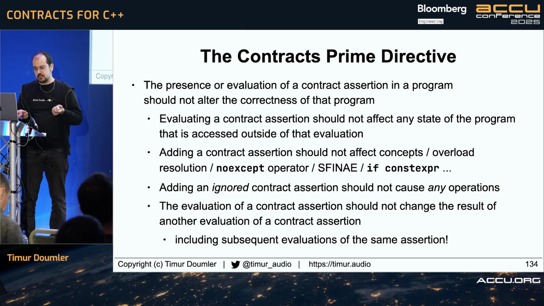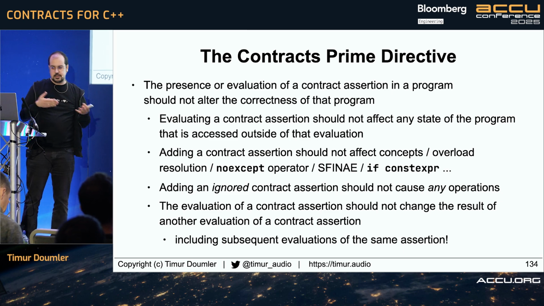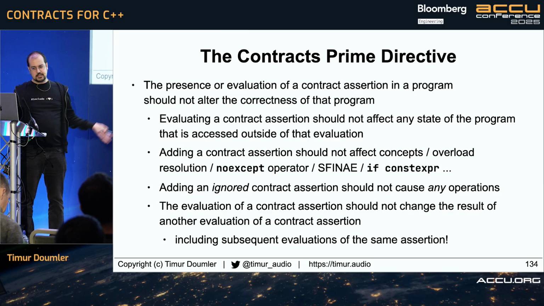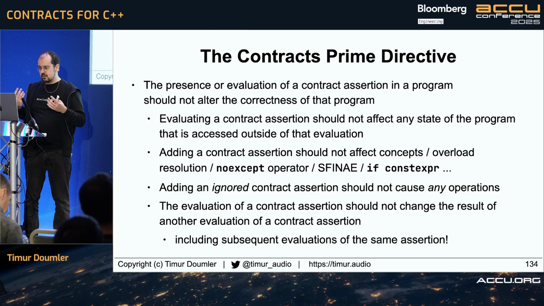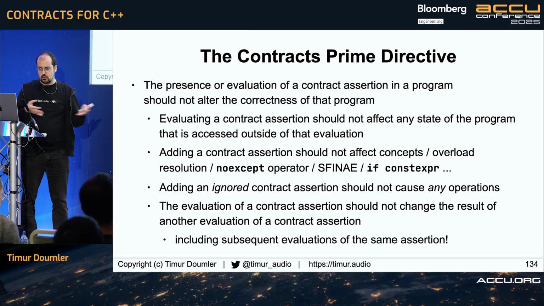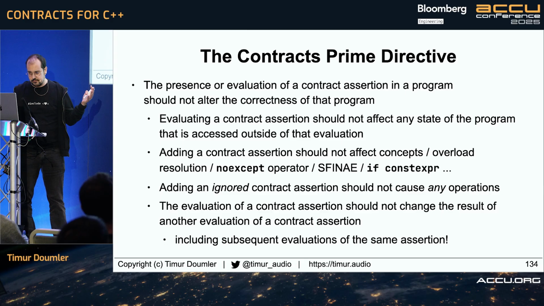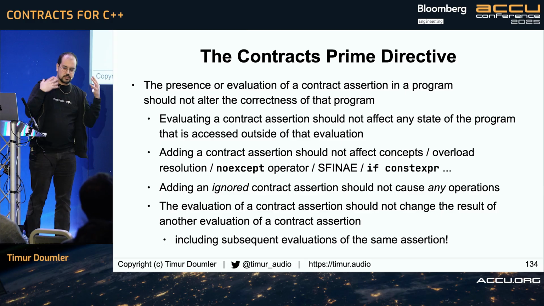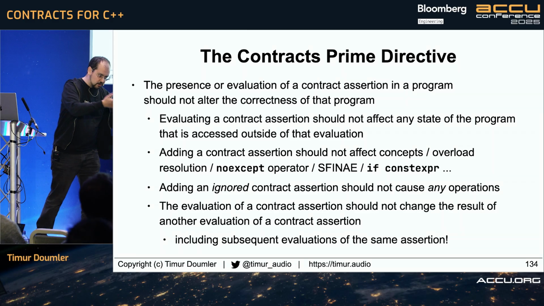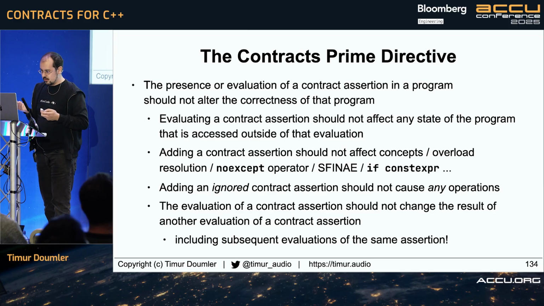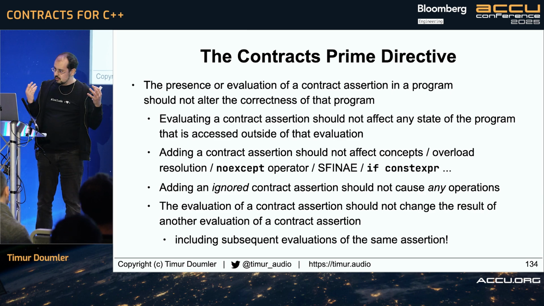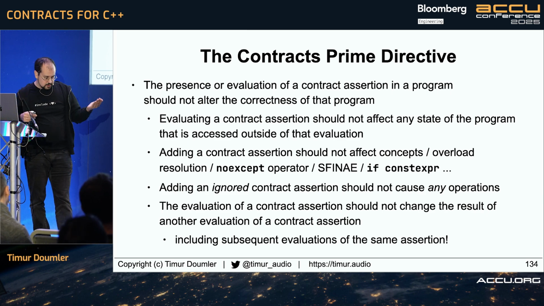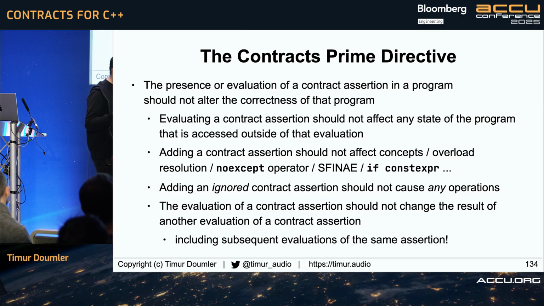If you're evaluating a contract assertion, then that should not affect any state of the program that you can access outside of that evaluation. So when you add a contract assertion, it should not somehow change the semantics of the program or change what code is executed. It should not affect overload resolution or whether a function is noexcept. You should not be able to observe whether the assertion is there, etc., etc. If you add a contract assertion, you ignore it, it should likewise not actually do anything ever. And whether you evaluate a contract assertion should not change the result of another contract assertion, or maybe a later evaluation of the same assertion.